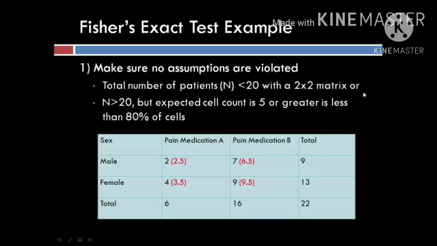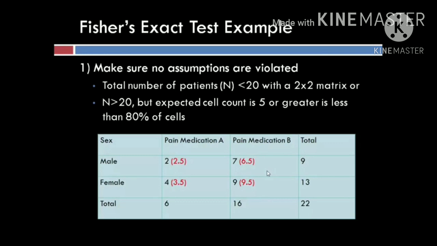So let us make sure that no assumptions are violated. The total number of patients is less than 20 with a 2x2 matrix, or n is greater than 20 but the expected cell count of 5 or greater is in less than 80% of cells. Our total number of patients here is 22, so we have greater than 20 because the total of our patients in this problem is 22.